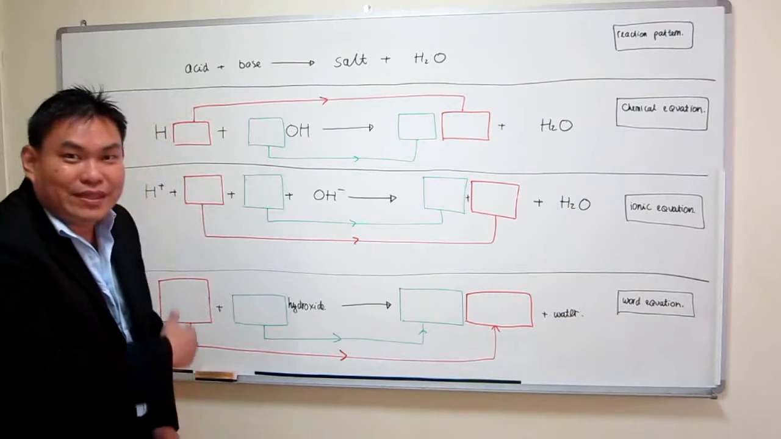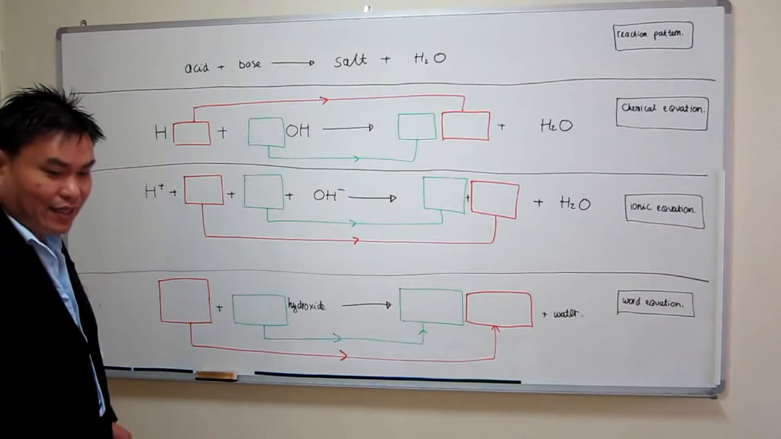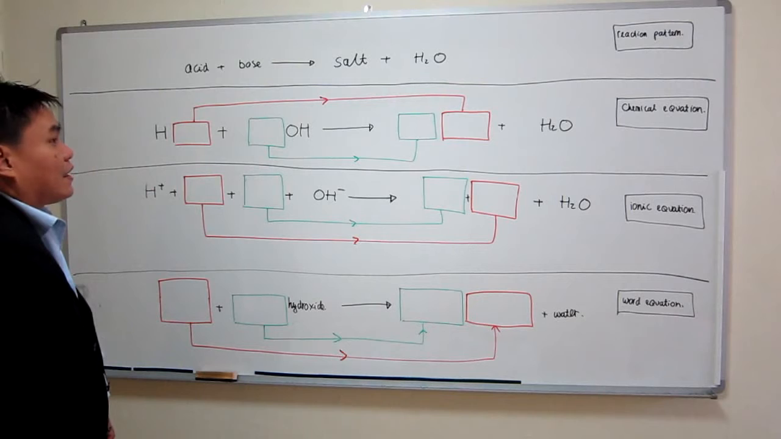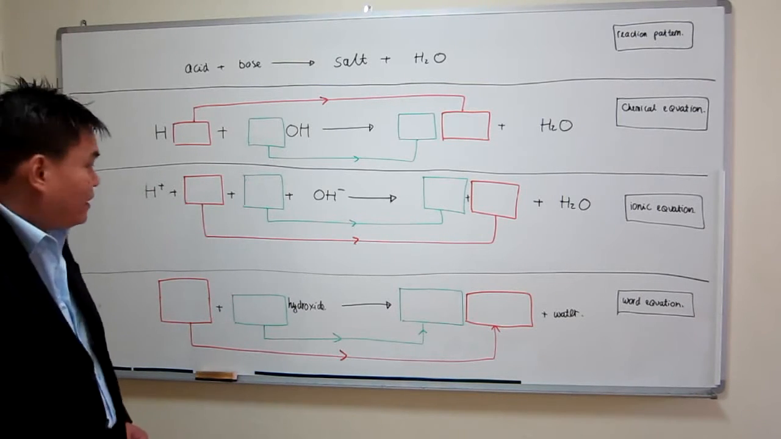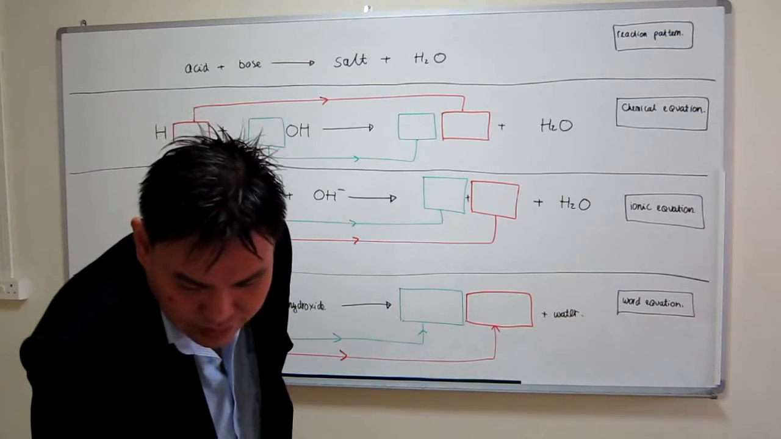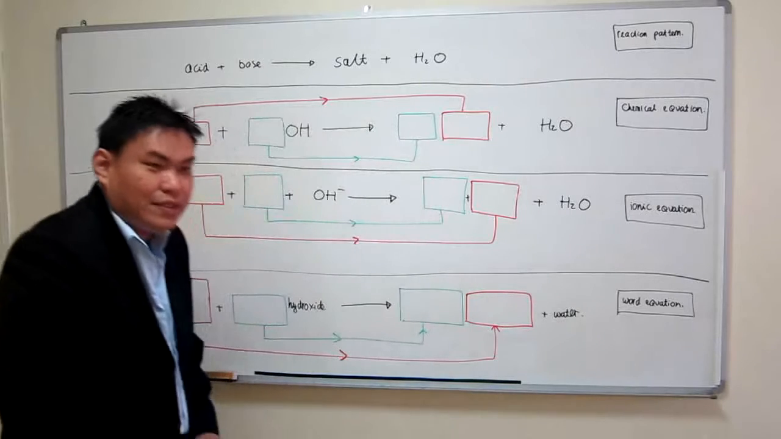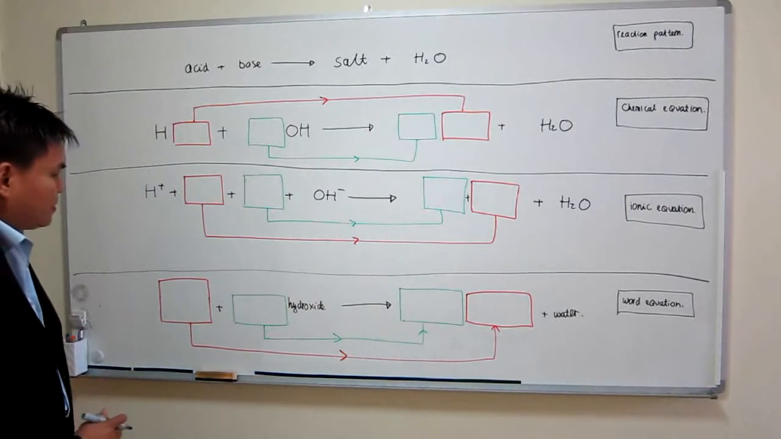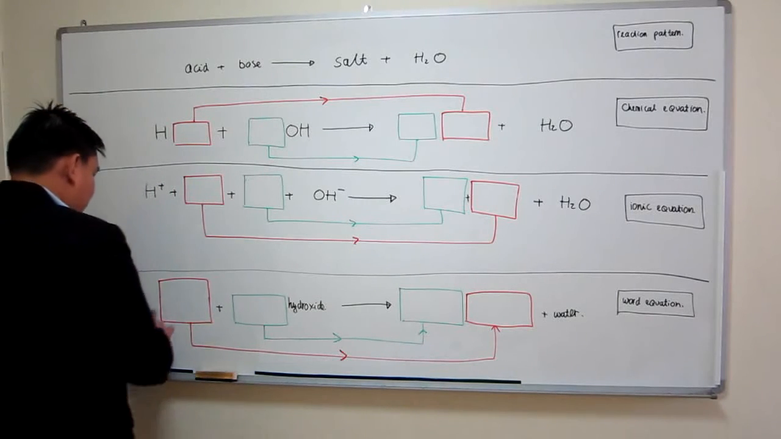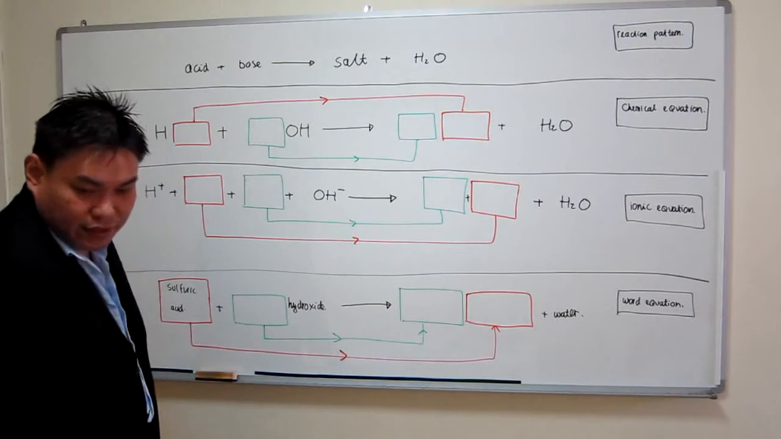Alright. This is the next example of reaction between acid and base. Let's say you were asked to write down word equation of reaction between sulfuric acid and potassium hydroxide. So it's easy for us to do that because we have this pattern here. Sulfuric acid and potassium hydroxide, so we put it here.